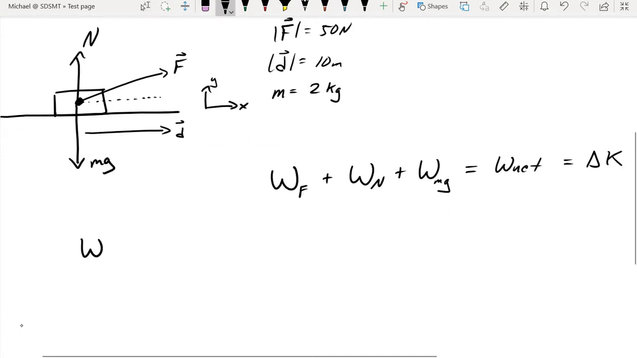So, first force is the applied force. To find the work done, we take the dot product of that force along with the displacement vector.